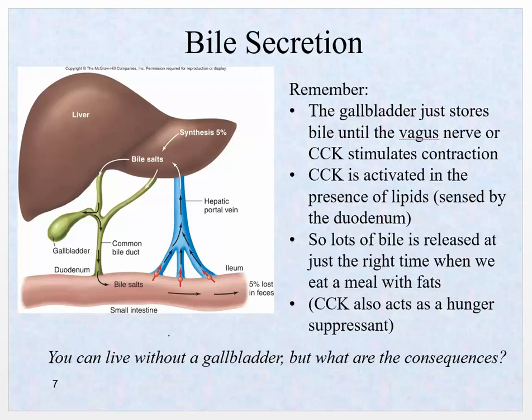All right, so you can live without a gallbladder, but what are the consequences? Well, that means that when you eat that cheeseburger and you don't have a gallbladder, you're still just getting the drip, drip, drip from the liver. Okay, you don't have that big rush of bile that comes at just the right time. So you might be able to eat something fatty, but you'd have to spread it out over time. If not, you've got blobs of fat, loose stools, diarrhea, unpleasantness. It can cause some intestinal motility problems and GI discomfort.